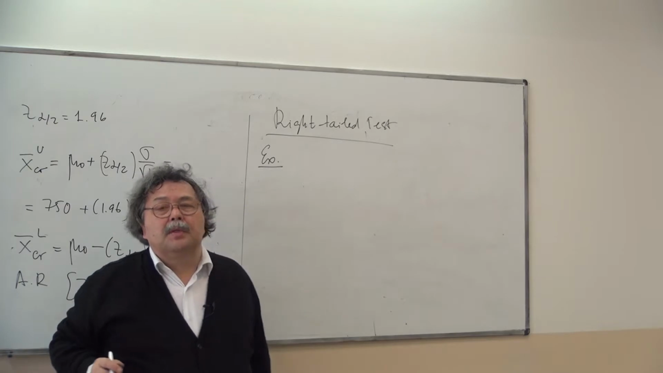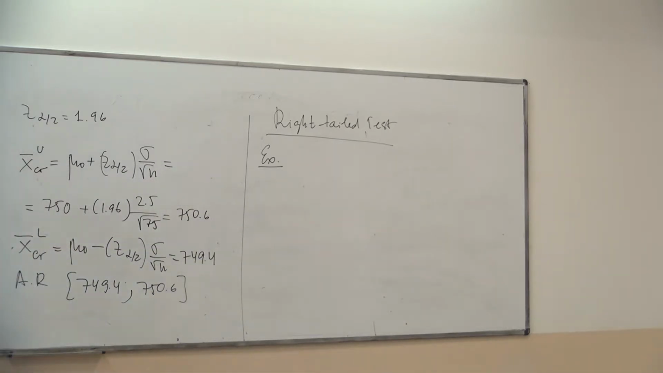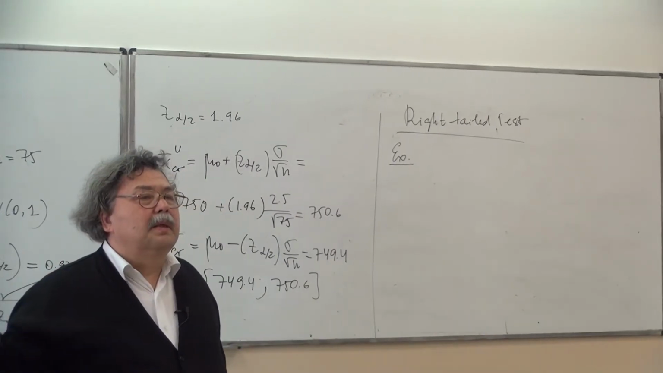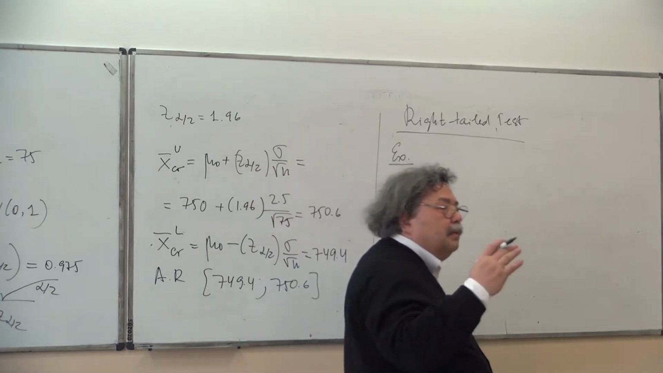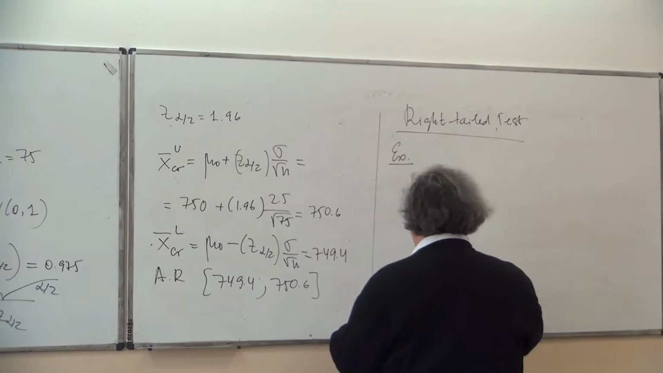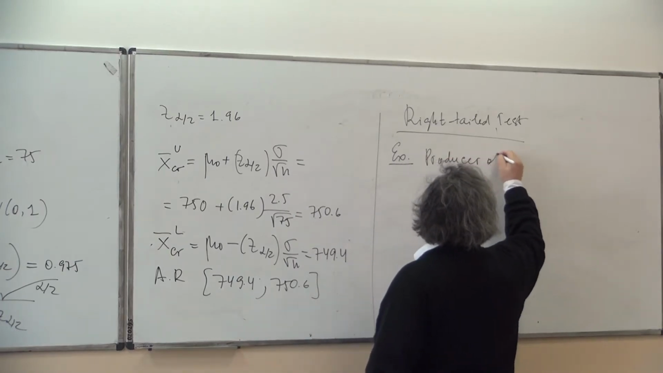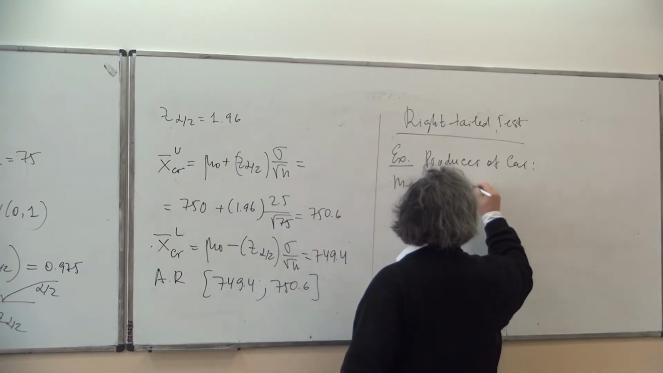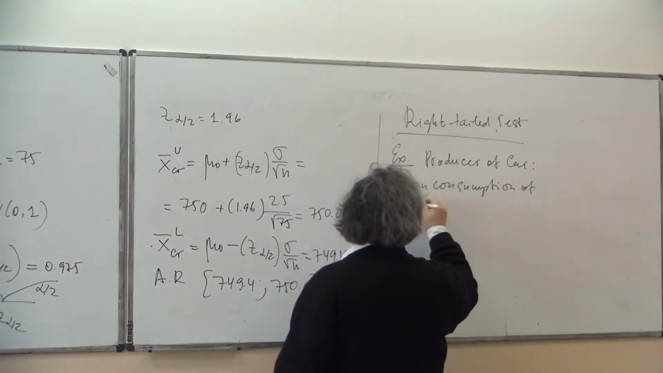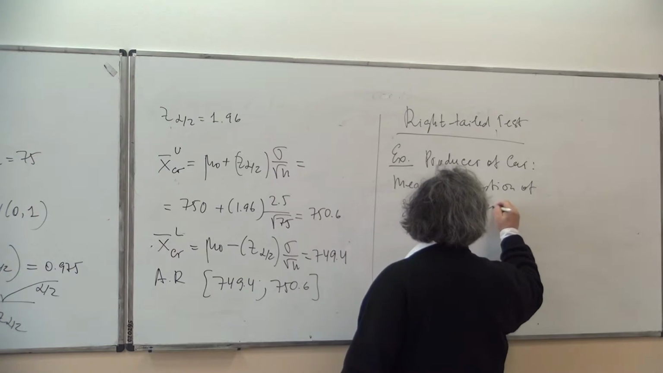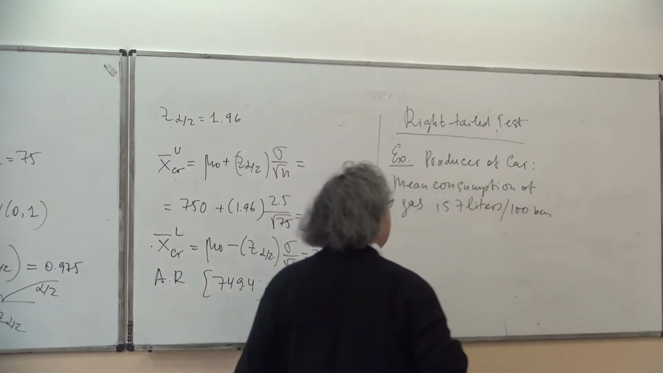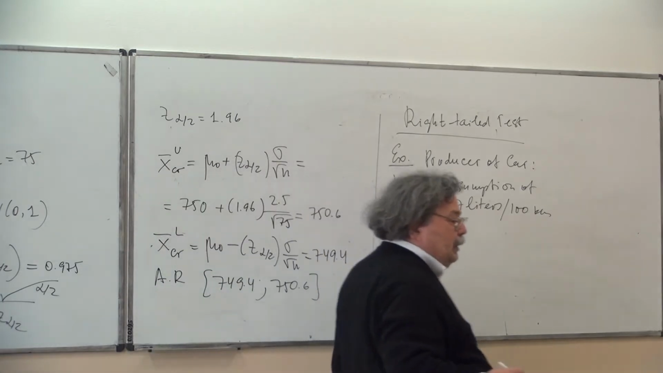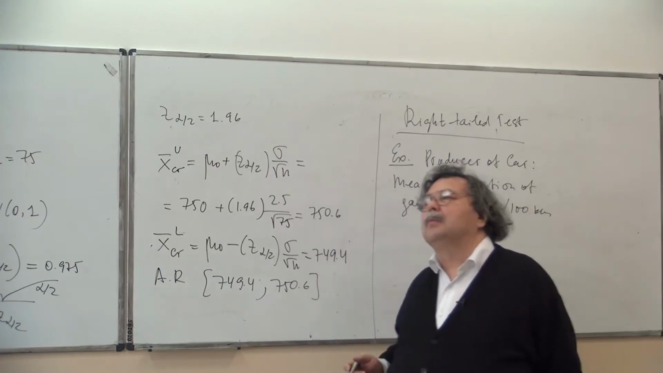Let's start with an example. Suppose the producer of a certain make of car claims that the consumption of gasoline of this car per 100 kilometers is just 7 liters, which is very little for this kind of car. Okay, so the producer of a car says that the mean consumption of gas is 7 liters per 100 kilometers. All right, this is what the producer says, but maybe he is not honest about this, or maybe not just accurate about this.